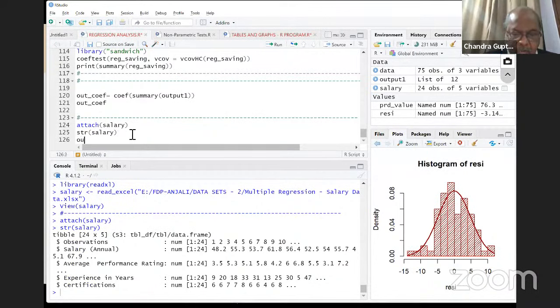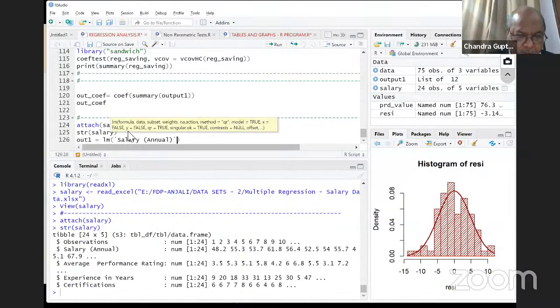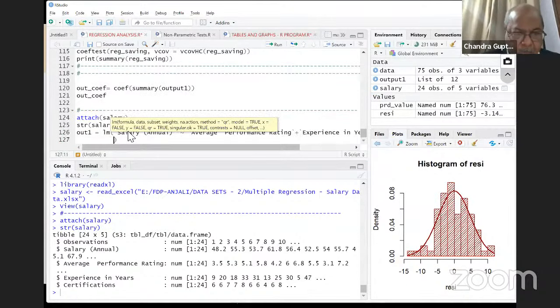So out1 is equal to lm, salary annual, then the tilde sign, average performance rating plus experience in years plus certification.